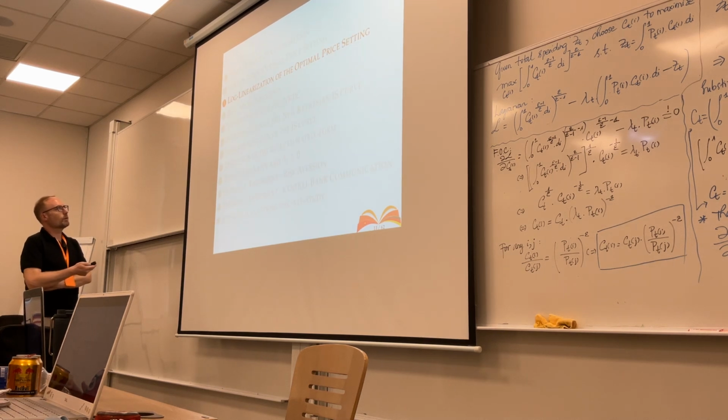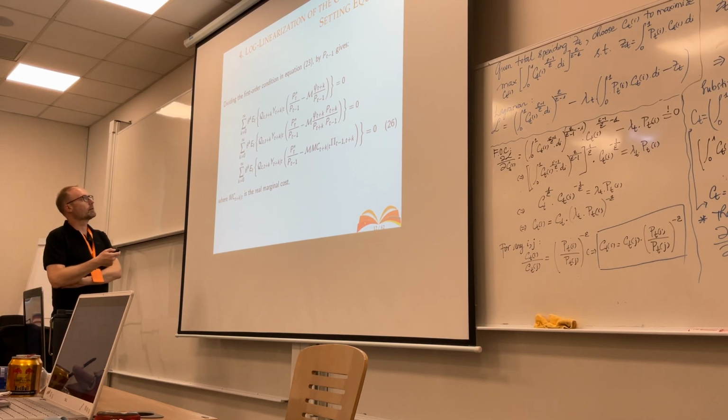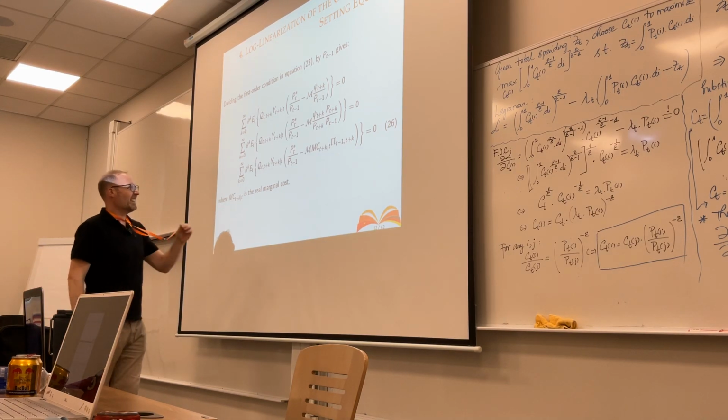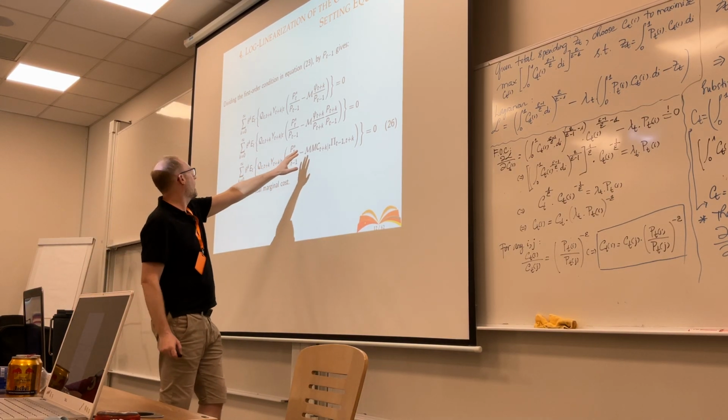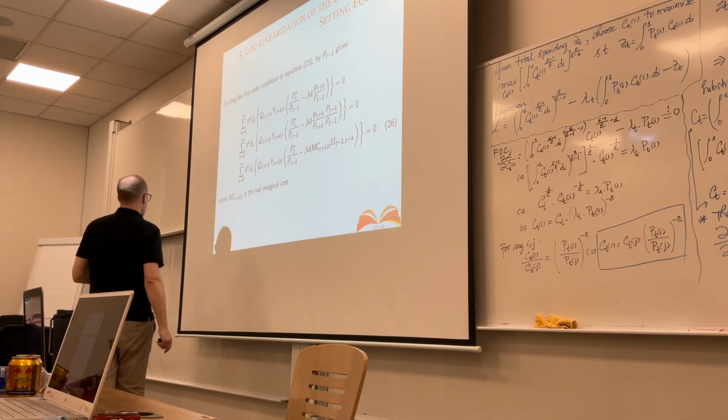So when we log linearize this, let's rearrange things a little bit. Divide through by last period's price level, so we get this optimal price adjustment. And we can then relate this to our real marginal cost and its inflation.